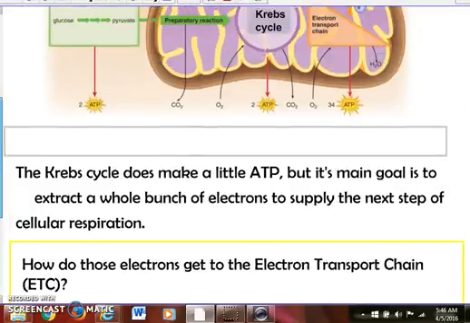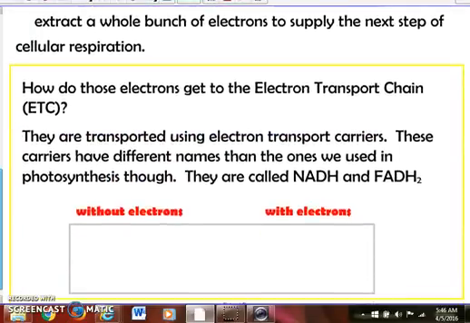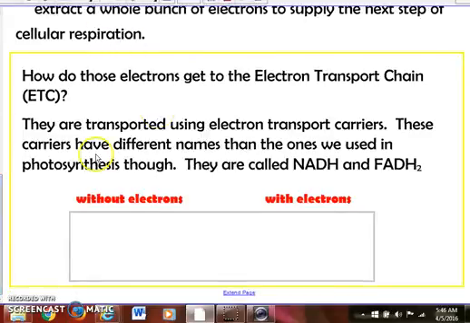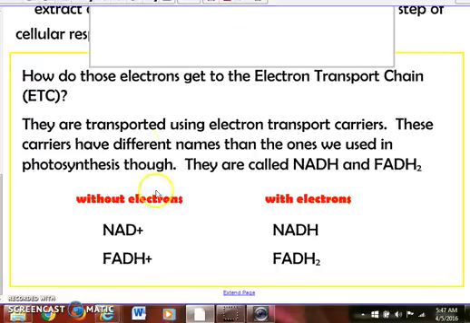So once again, we have electron carriers. So how do those electrons get to the electron transport chain? Well, they're transported using those carriers, and this time they have different names. Remember, in photosynthesis, it was NADPH. I always remember that the P kind of sticks with photosynthesis. We take the P out for cellular respiration. And in this case, we have two electron carriers, NADH and FADH2. So here's what they look like without the electrons, NAD+, FAD+. And then once they're loaded, so they come to the Krebs cycle this way, and they leave the Krebs cycle this way. Now they're fully loaded with electrons.